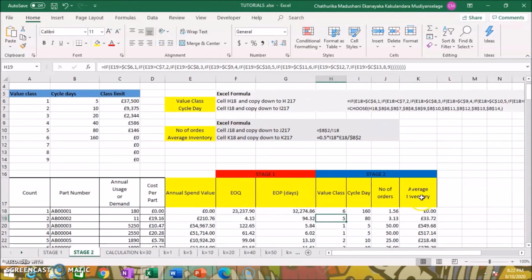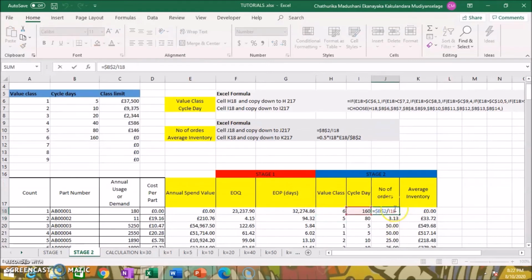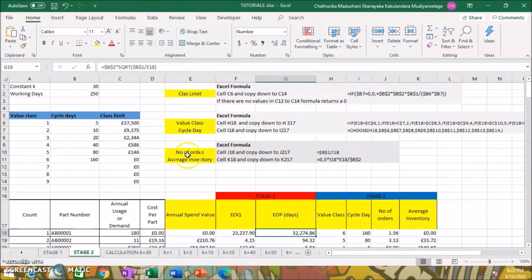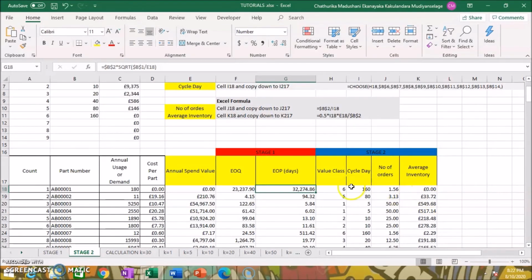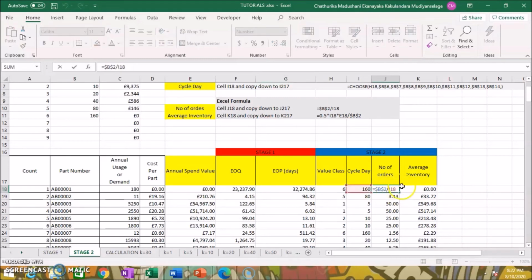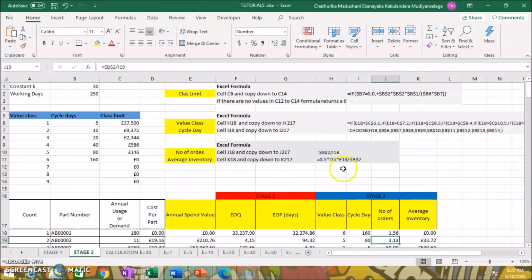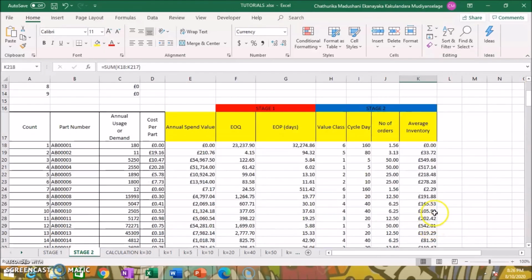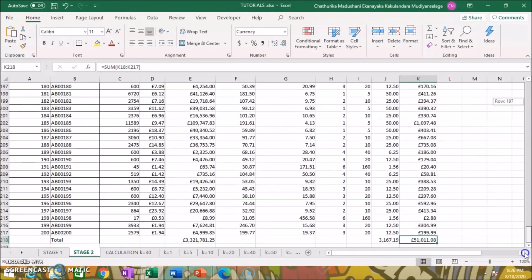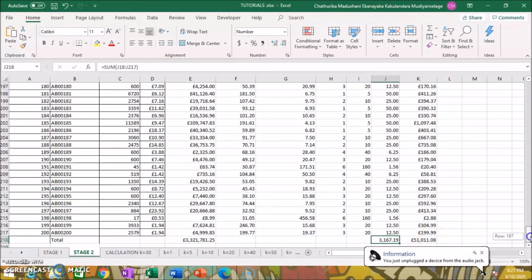So here, as we already converted EOP to cycle days, we will calculate the number of orders based on the cycle days. Working days divided by cycle days, and then average inventory. Here's the formula. I'll just copy it, and we can come up with the total number of deliveries and average inventory.